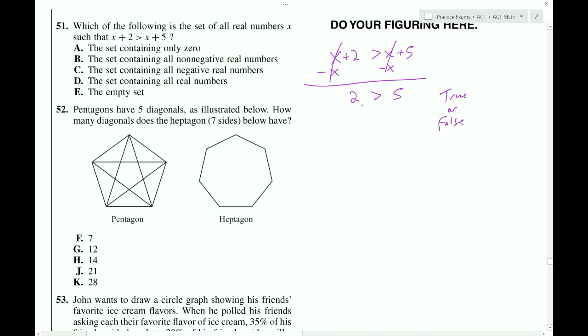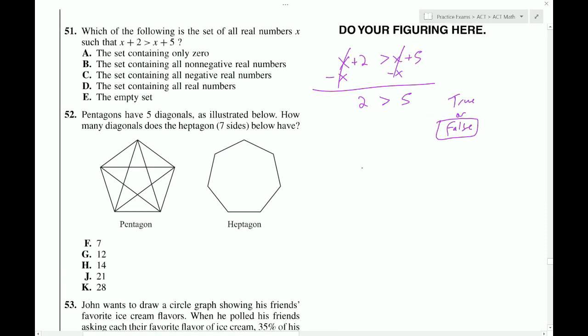Right? So is 2 greater than 5? The answer is no. It's false. So we learned that this is a false statement. Now notice that there's no x. X dropped out altogether, so this does not even depend on what our choice of x is. So that means no matter what x is, this statement is always going to be false. So the only way to make it true, well, there is no way to make it true. The only x's that make it true is the empty set.